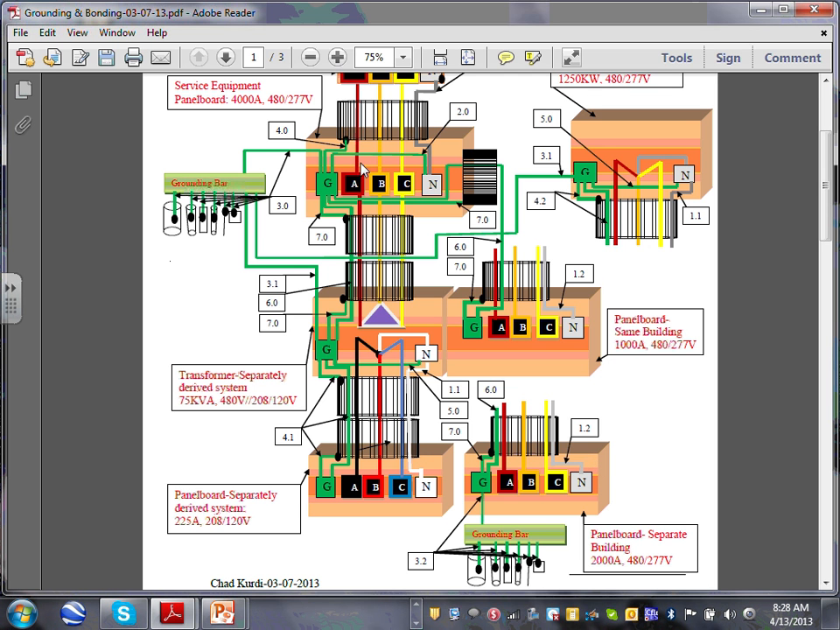Then in the US, because we burn our receptacles at 120, you almost always, I would say always, need a transformer to take you from 480/277 level to 208/120, right? So I put a transformer here, and that will introduce us to the separately derived system. Grounding and bonding for a separately derived system.